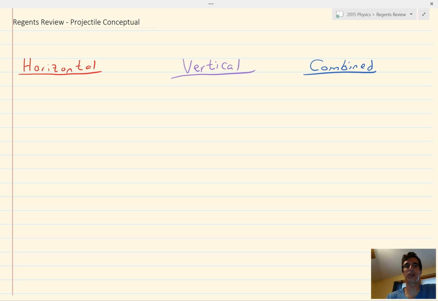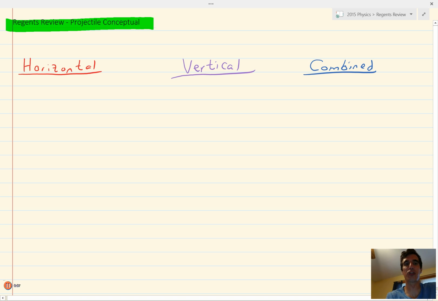Today, we're going to look at projectile motion conceptually. So let's look at the easiest part. When you throw something in a horizontal motion, we neglect air resistance. So as soon as you let go of the ball or the object, it's going to travel at a constant velocity. So it travels at constant v. Again, that's in the horizontal or the x direction.